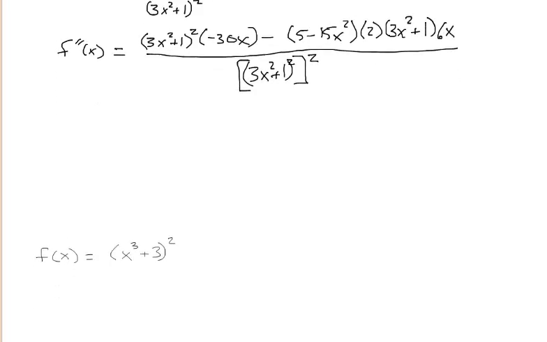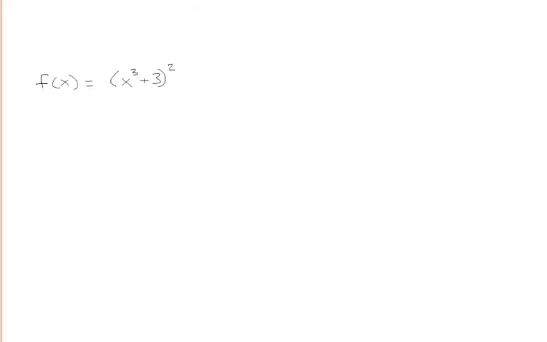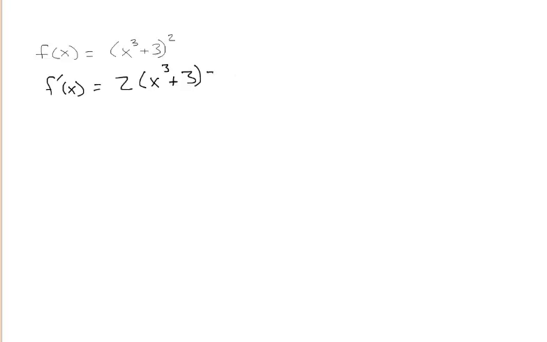And in this next example I wanted to show is using the chain rule for the first derivative. And you'll see that by using the chain rule, the second derivative turns into the product rule. So here we have f prime of x is equal to 2 times x cubed plus 3 times 3x squared. And what I'm going to do is combine the 2 and the 3x squared, and I'm going to rewrite this as 6x squared times x cubed plus 3.